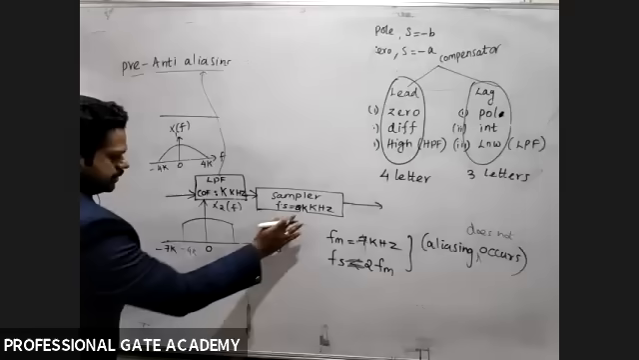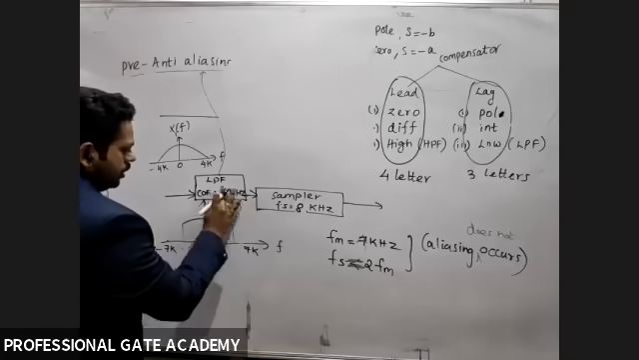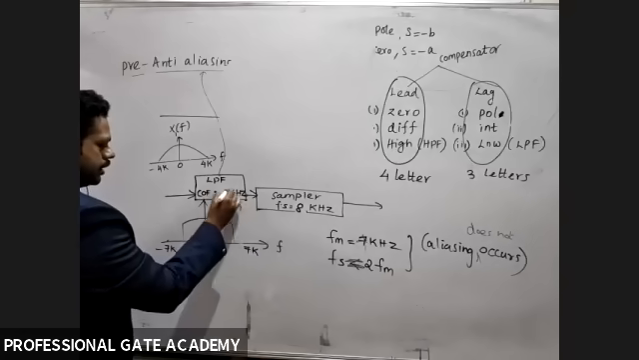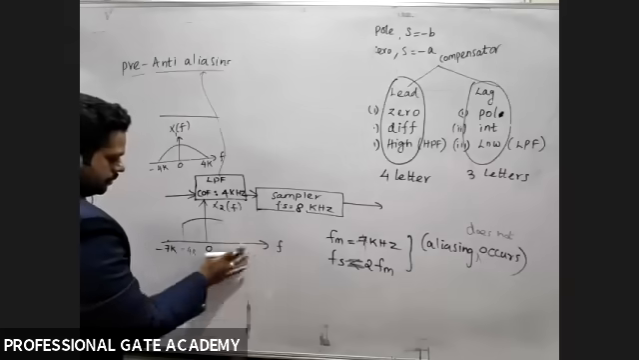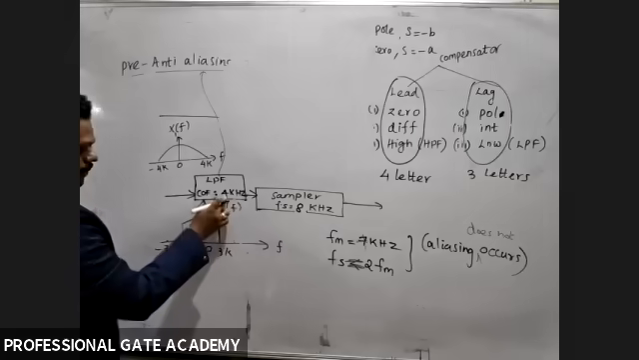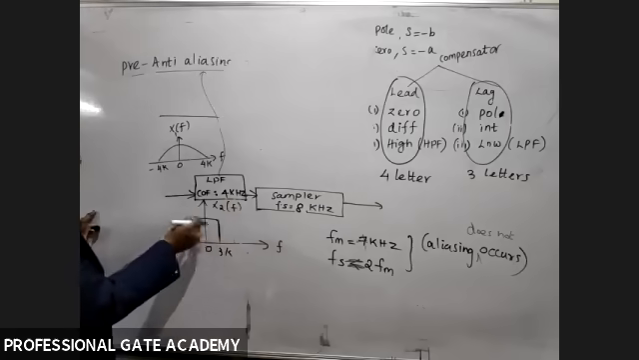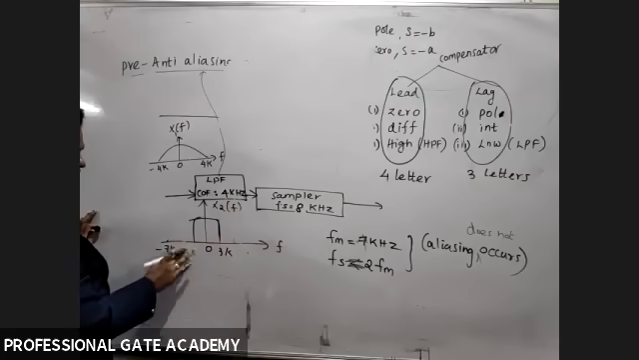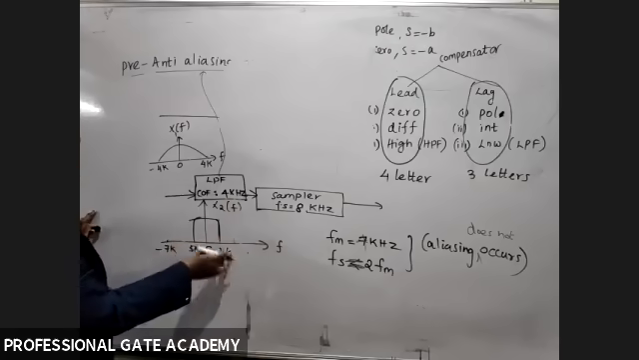If you are applying, this is 8 kilohertz and this is 4 kilohertz. See, if you assume this is 3 kilohertz applied, the low pass filter will allow the entire signal, from minus 3k to 3k.